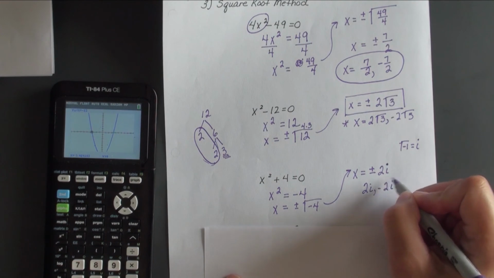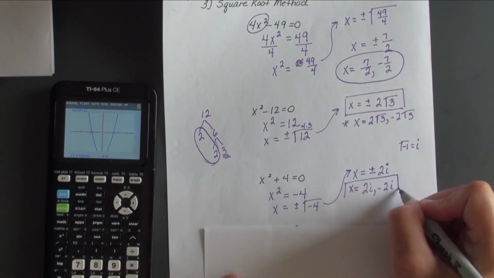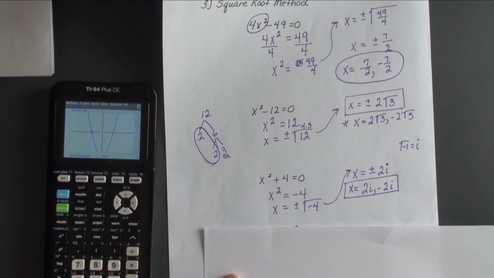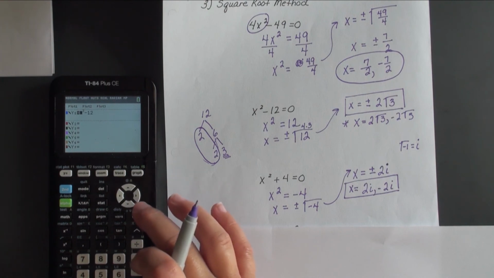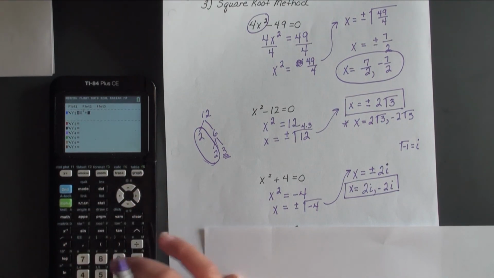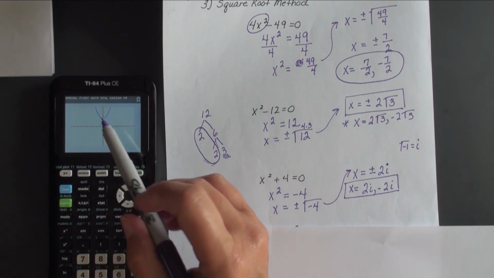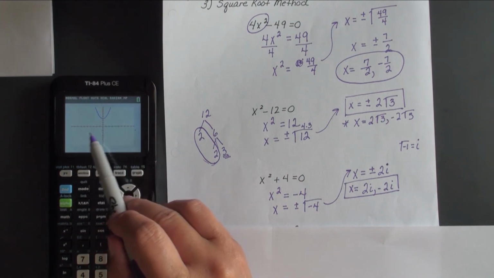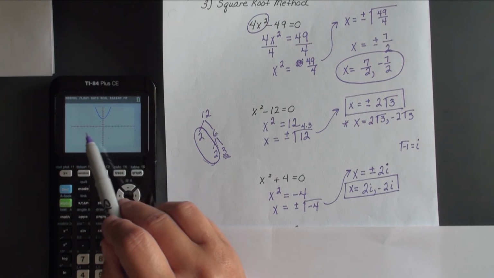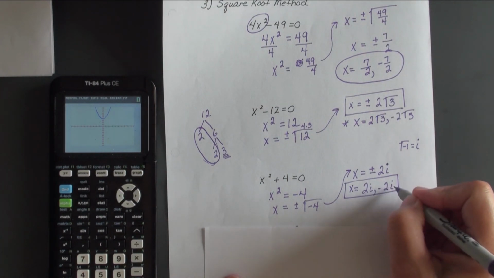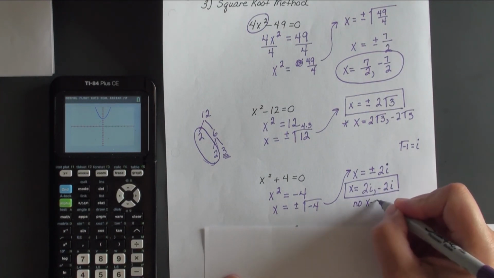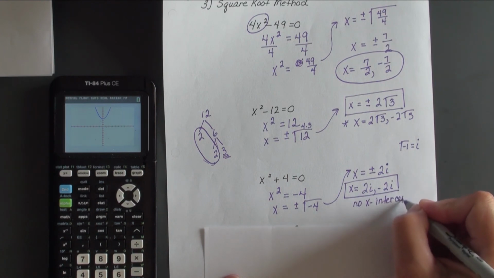Now what does that mean in terms of our graph? Remember, the x values we're finding are our x-intercepts. So if I go in and I graph x squared plus 4, I hope you notice that there are no x-intercepts. This graph opens up and it never crosses the x-axis. Therefore, there are no x-intercepts. And we know that from the fact that we got imaginary solutions. So there are no x-intercepts.